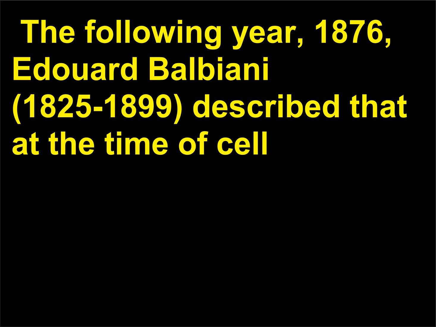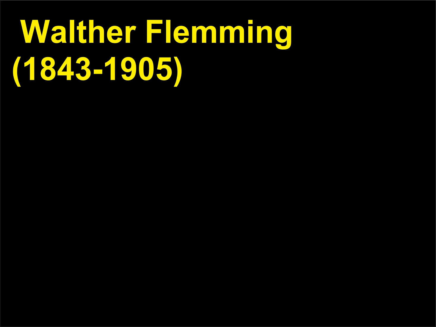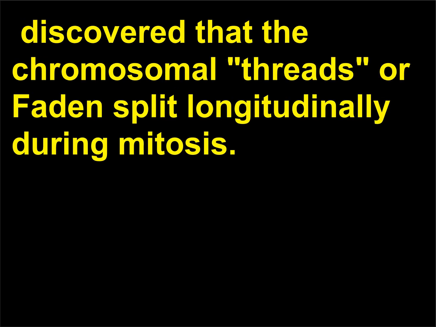The following year, 1876, Edouard Balbiani, 1825 to 1899, described that at the time of cell division the nucleus dissolved into a collection of bâtonnet centroids, narrow little rods. Walther Fleming, 1843 to 1905, discovered that the chromosomal threads, or Fäden, split longitudinally during mitosis.